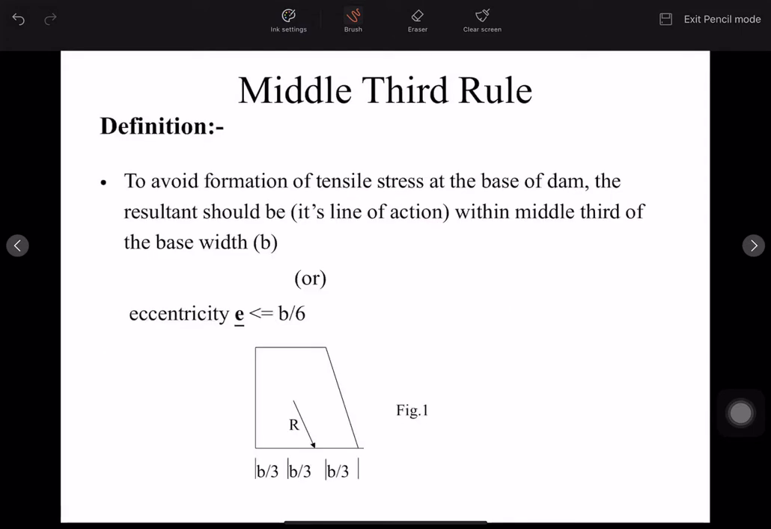So now if we go into the definition, how can we define this middle third rule? To avoid formation of tensile stresses at the base of the dam, the resultant, meaning its line of action, should be within the middle third of the base width, or e should be less than or equal to B by 6. So this we need to check. Alright.